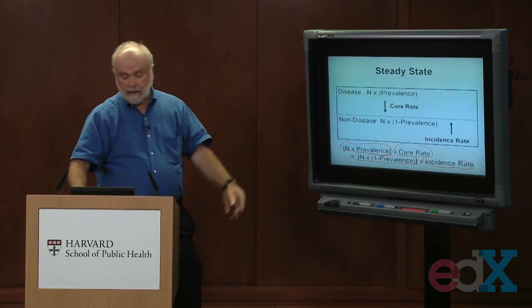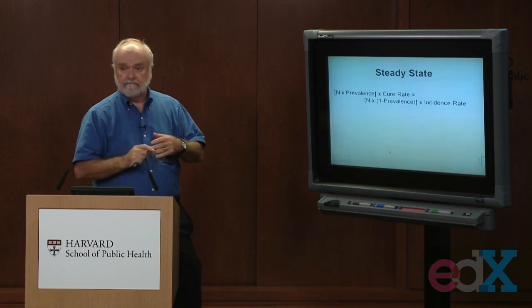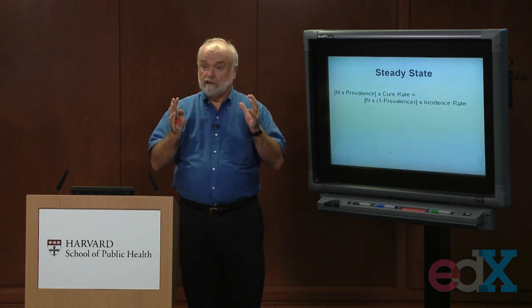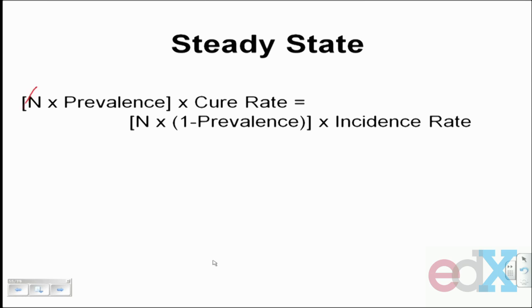Let me rewrite that bottom equation on the top of the next line. So here's what that equation says. N times the prevalence times the cure rate is equal to n times 1 minus the prevalence times the incidence rate. We can simplify this a little bit. We can cancel out the n's in both sides of the equation. I can divide both sides of the equation by 1 minus the prevalence.